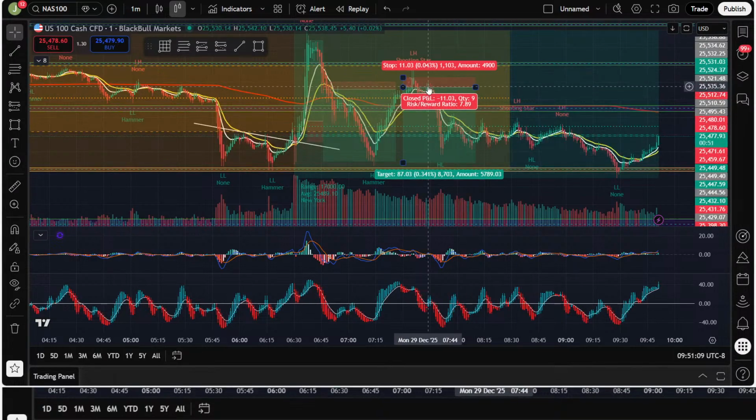So it did stop me out, but then I saw momentum come back in. So I was like, you know what? I got stopped out of this, so I'm gonna jump back into this and I'm gonna follow this down. So I ended up following this trade down.